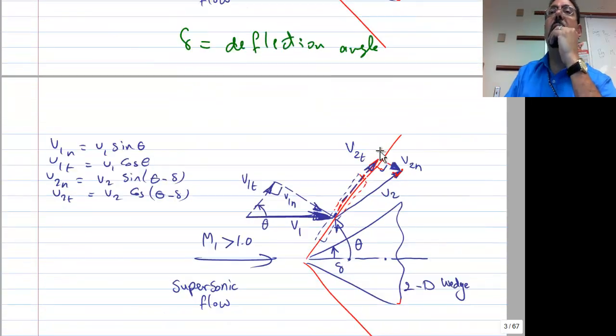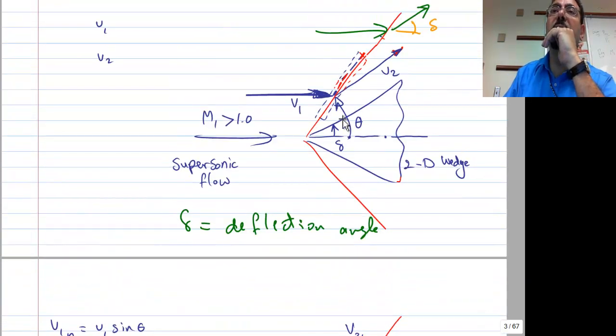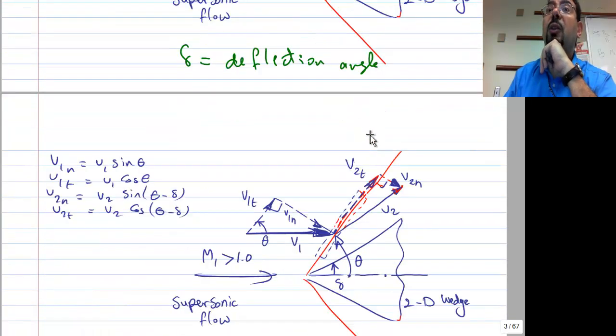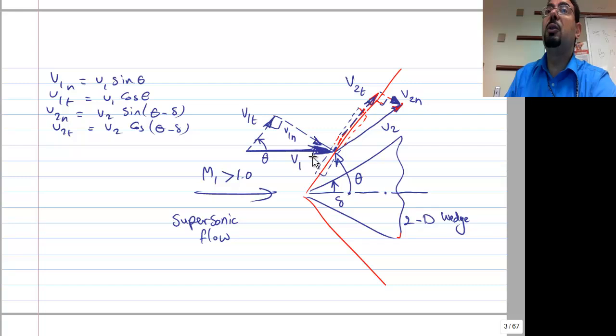All right, so here is how it goes. First of all, look at this. He split the velocities V1 and V2 into a normal component to the shock and a tangential component to the shock. The same thing for V2: normal component, tangential component. V2 normal, V2 tangential, V1 normal, V1 tangential. Why is he doing that?